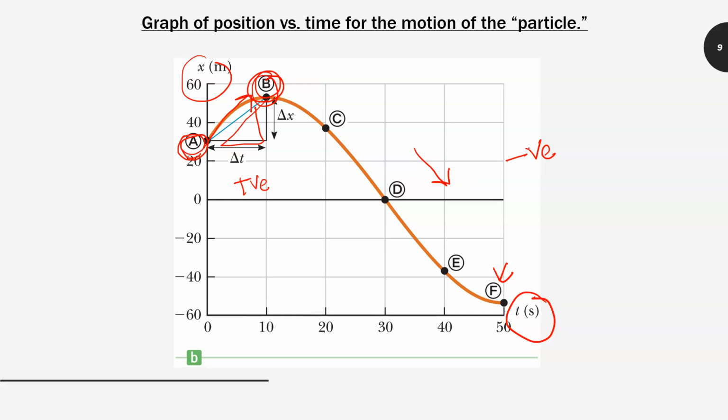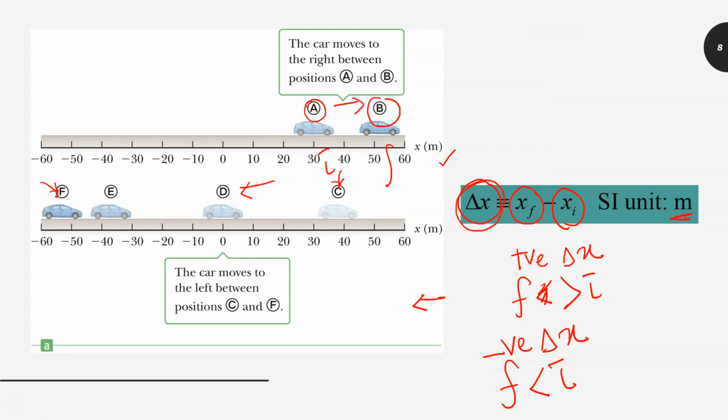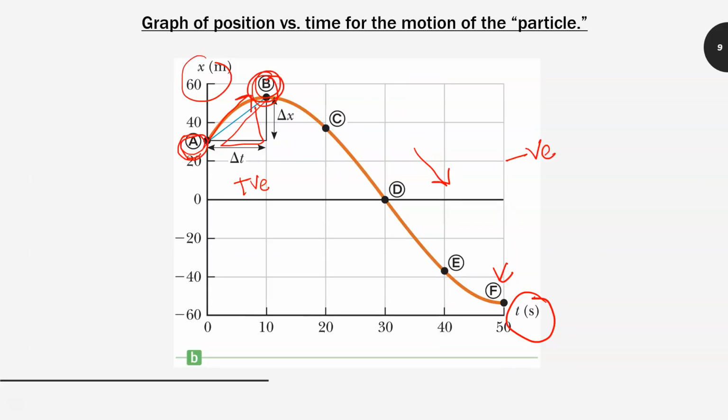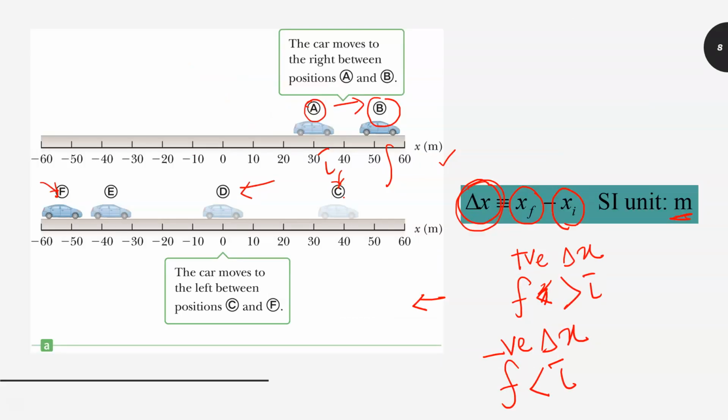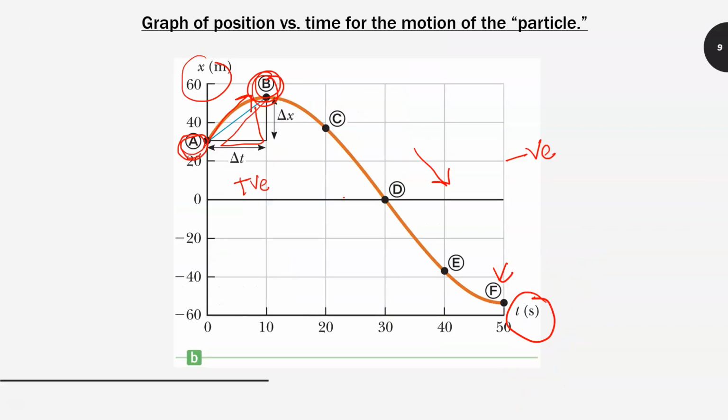So the difference that I have gathered from this slide and this slide is, in this slide we only talk about the magnitude of delta x for the car, which is what we call distance. However, in this slide we talk about the magnitude and the direction of the car, which represents the displacement. Now, I hope by now you will be able to differentiate between distance and displacement.